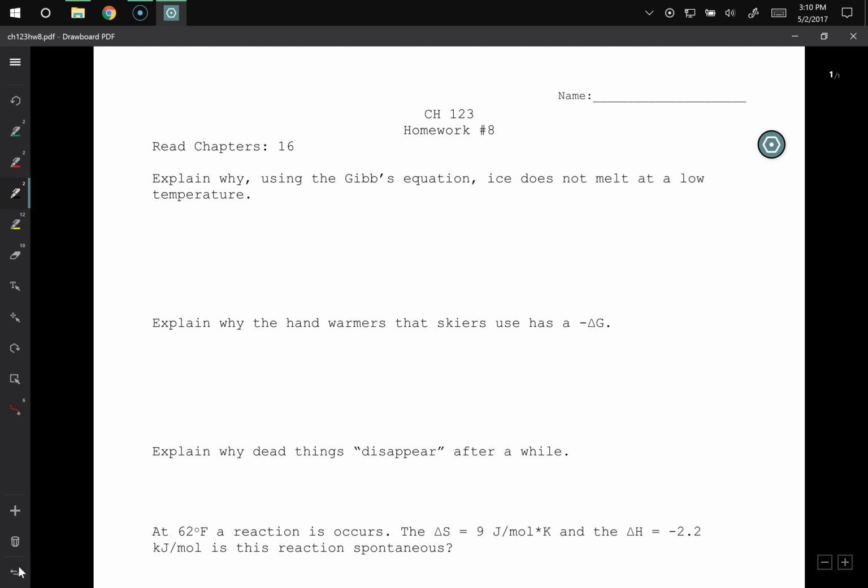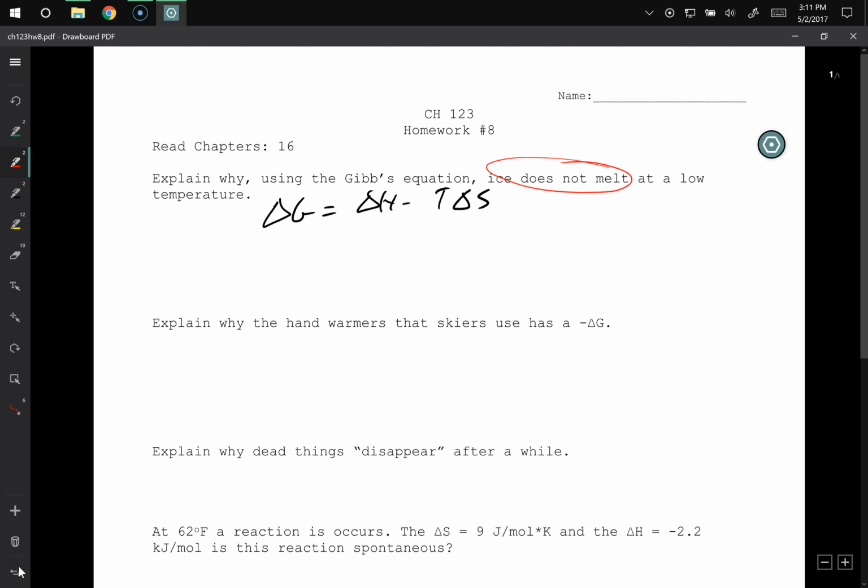Okay, using the Gibbs equation, ice does not melt at low temperature. So with the Gibbs equation, we've got delta G is equal to delta H minus T delta S. How would you explain this? We're trying to melt ice. So talk about that for a second.